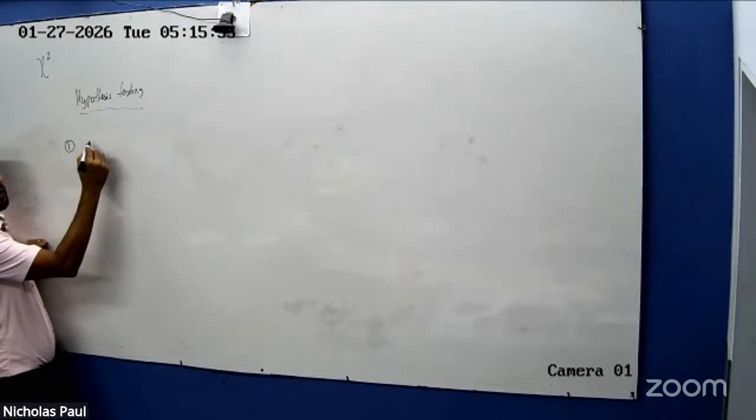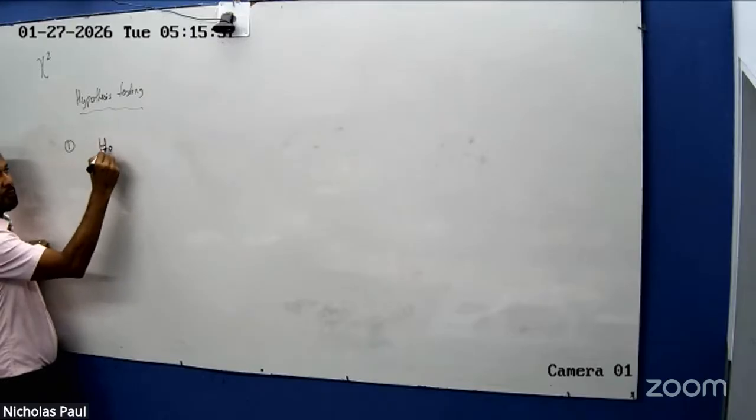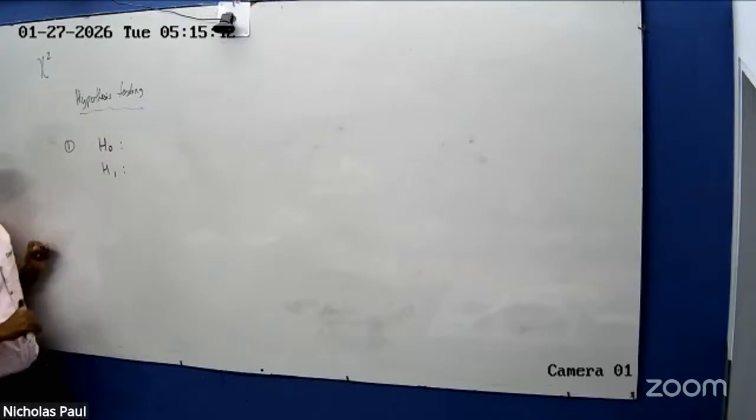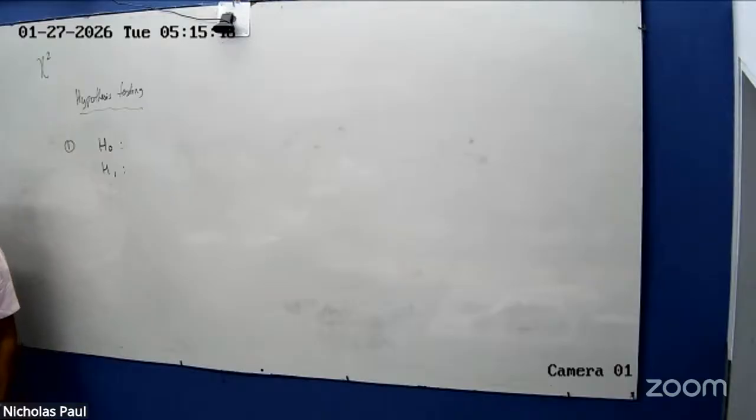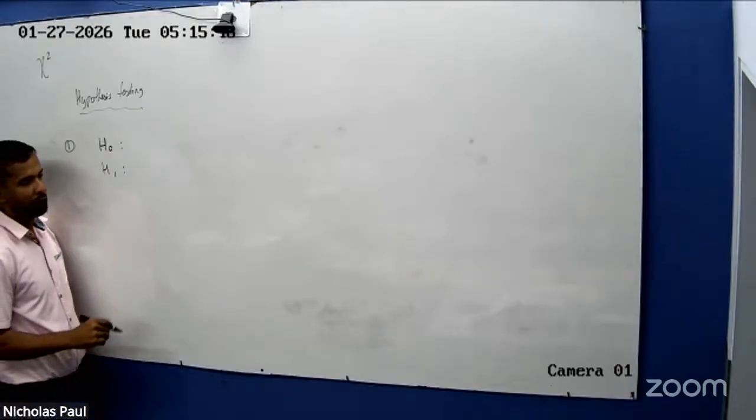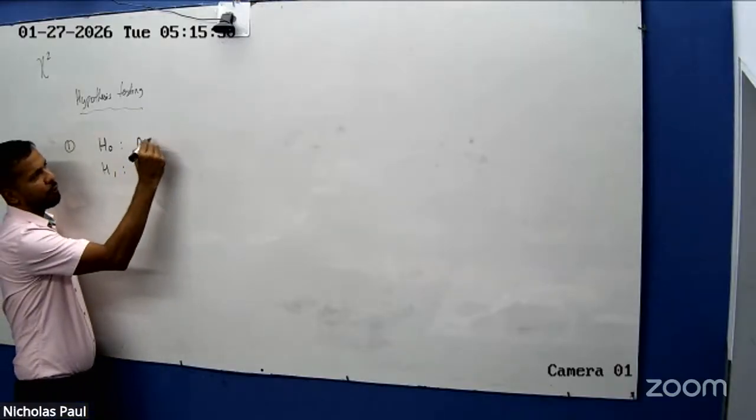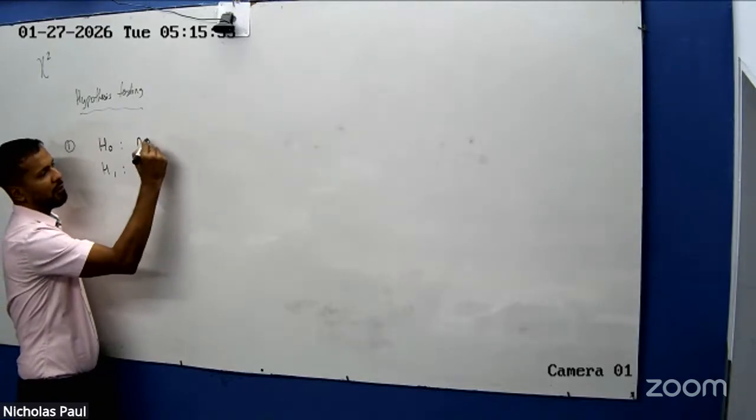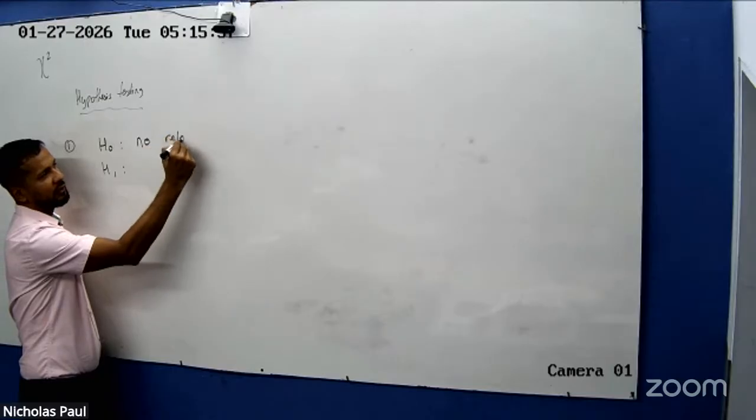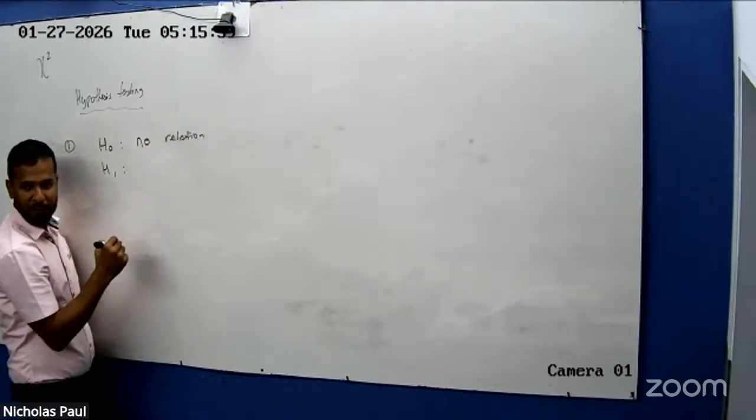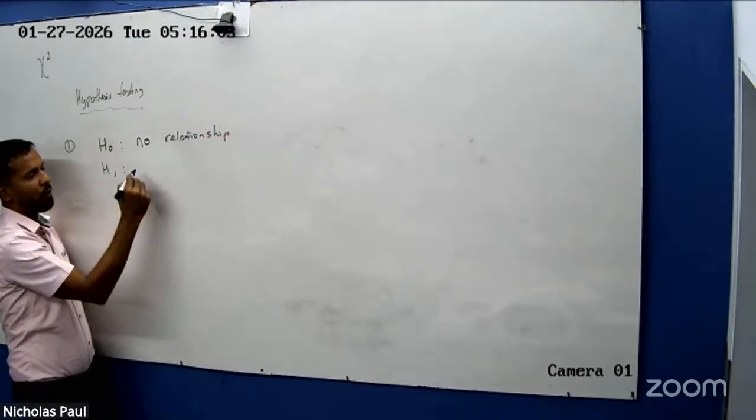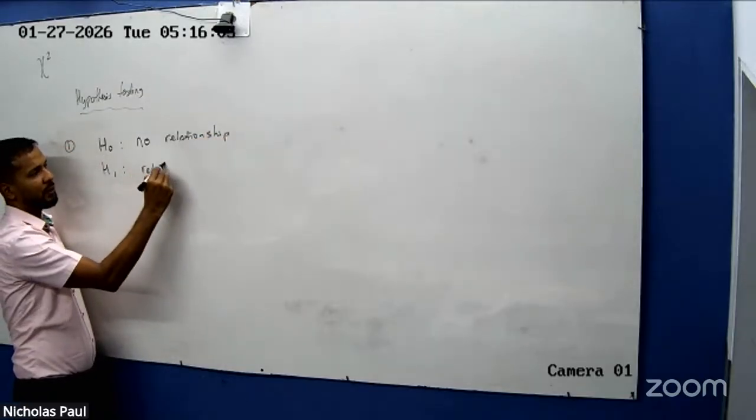The first thing we did had to do with developing the hypotheses, right? So for the chi-squared example, H naught was what? Right, no difference. So we will just write no difference. So now, in fact, let's put no relation, right? Because it was a test for independence, right? No relationship. And then the H1 was a relationship.